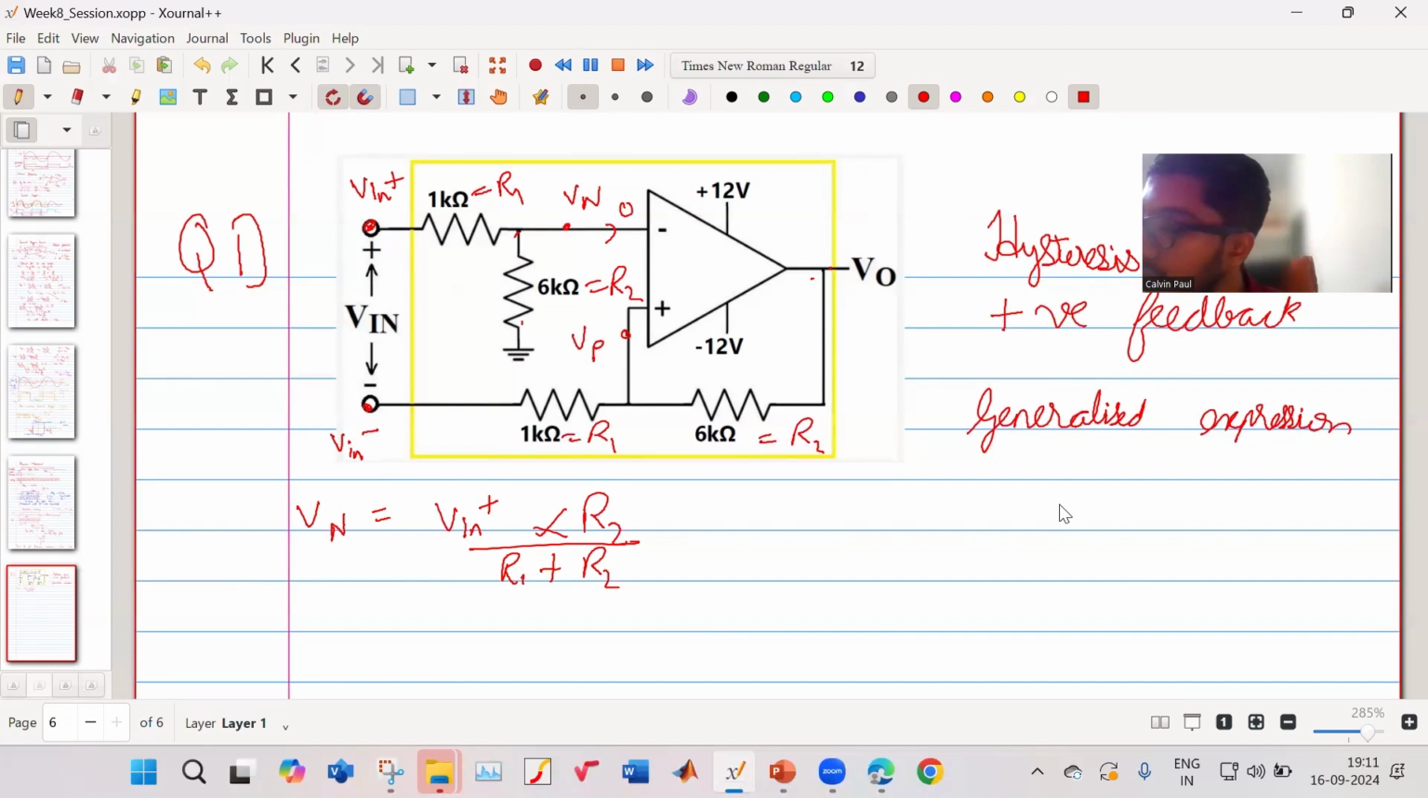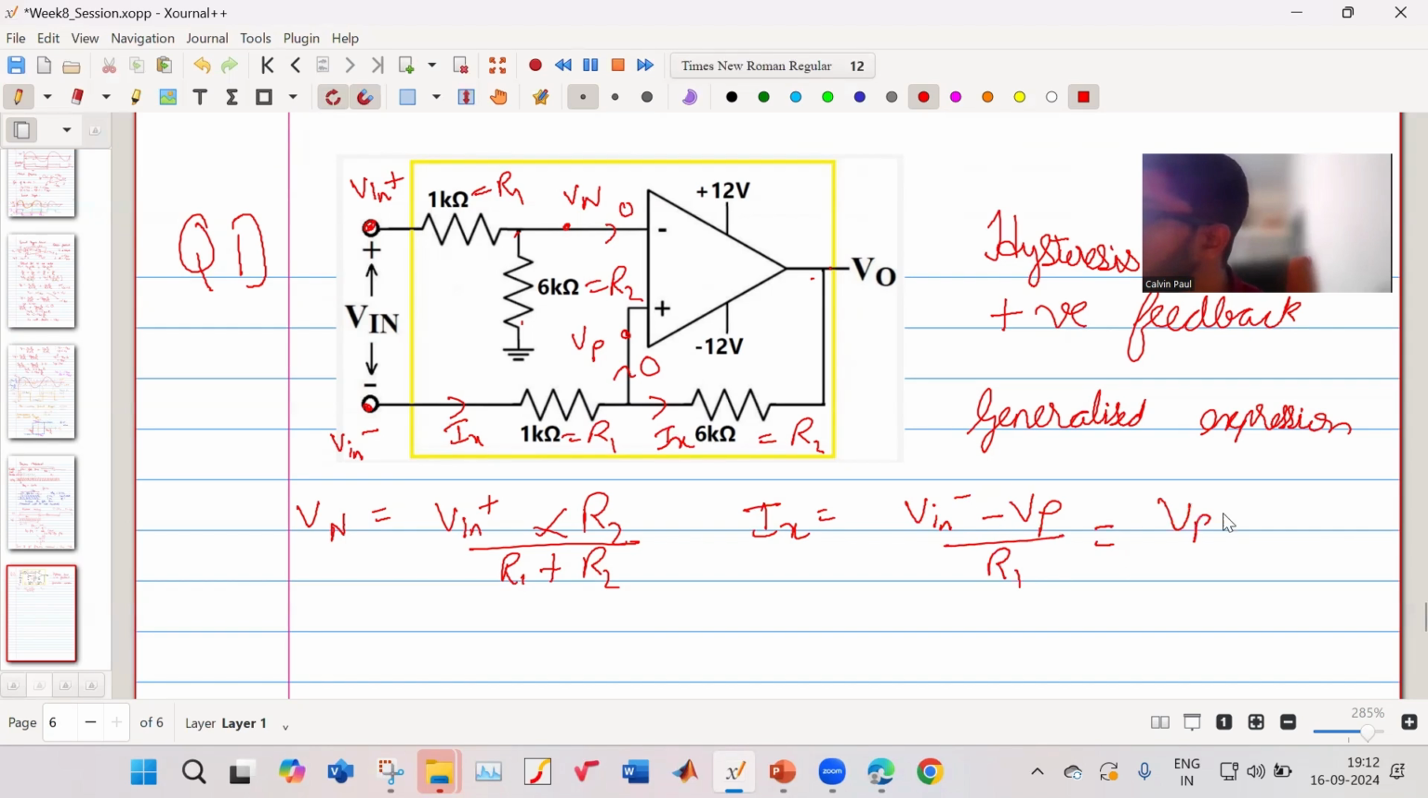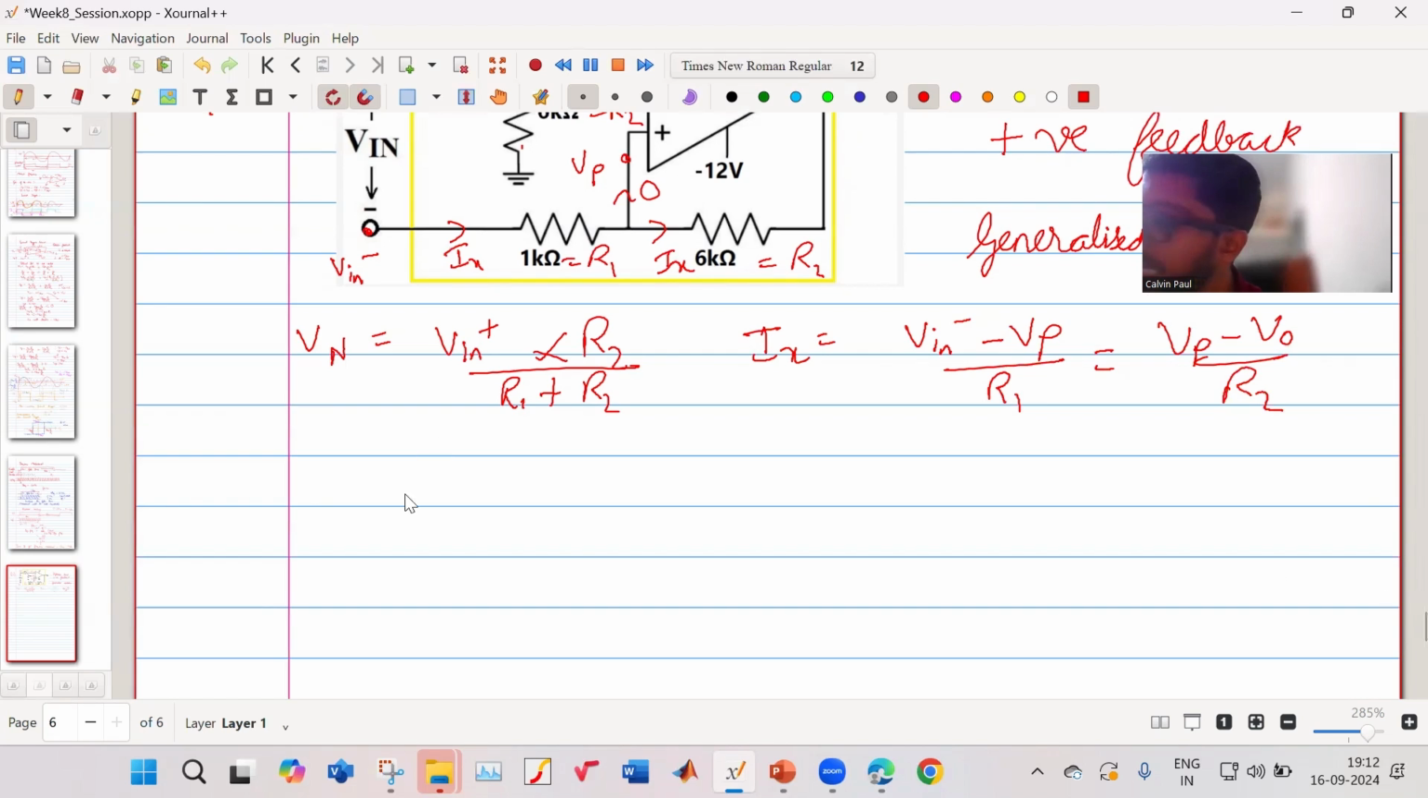Okay. So now there's some current flowing here, and there's some current flowing here. And this current is 0. So these currents, let us say some Ix, they should be same. So my Ix is what? My (Vin minus Vp) by R1 is equal to (Vp minus V output) by R2. Right? And if you simplify, you will get this expression.